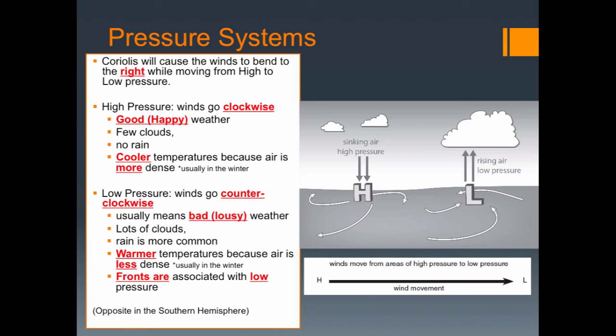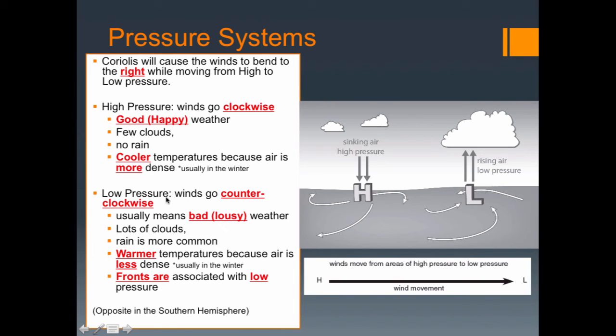Is it going to be very windy? No, because the wind is moving away from that high pressure. Notice that's why all the tails of the arrows are moving. It's moving away. We tend to normally have high pressure in the winter because it's cooler, that kind of stuff. Low pressure, which is an L and a circle around it, they go counterclockwise.